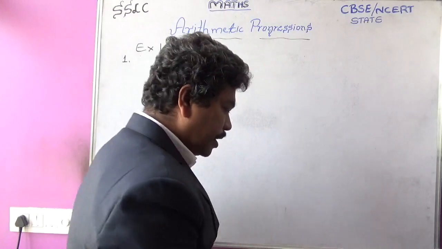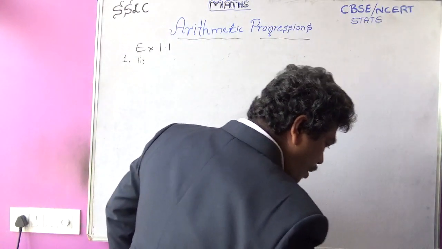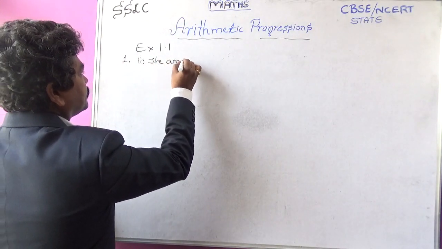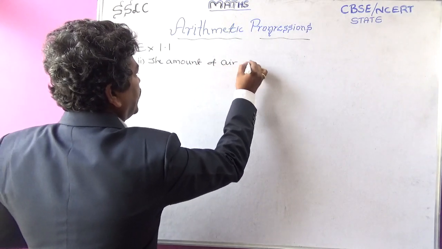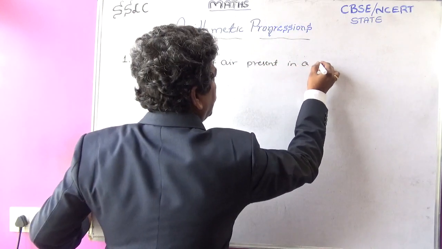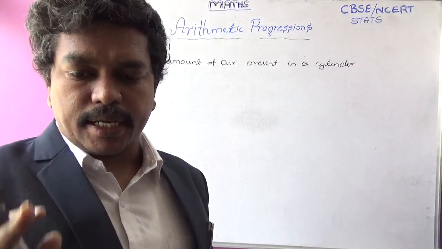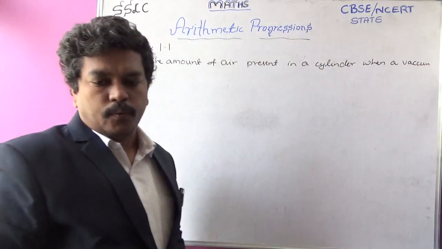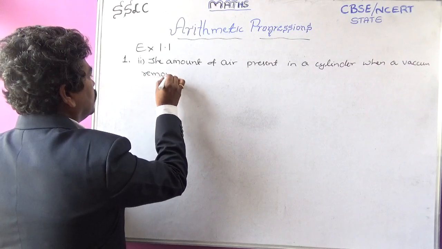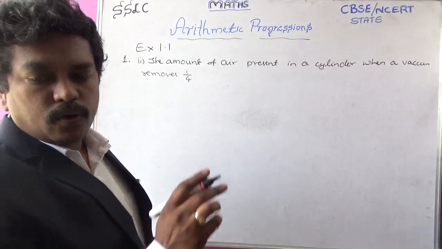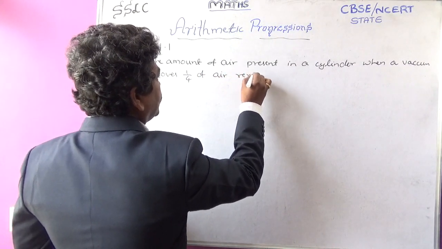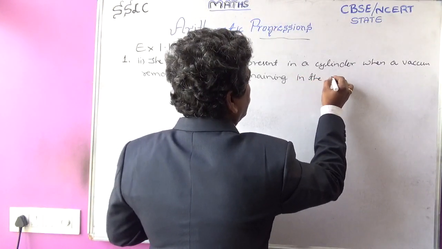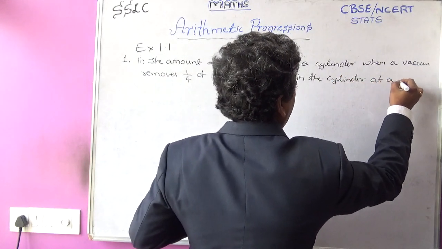Now we are moving to the second problem. The second problem says, the amount of air present in a cylinder when a vacuum pump removes one fourth of air remaining in the cylinder at a time. So this is the question here.